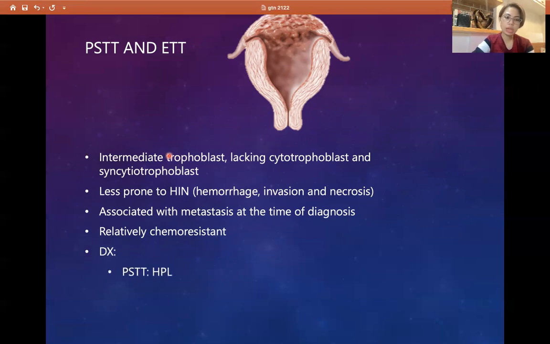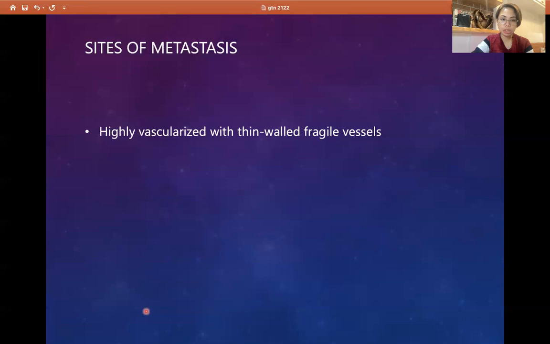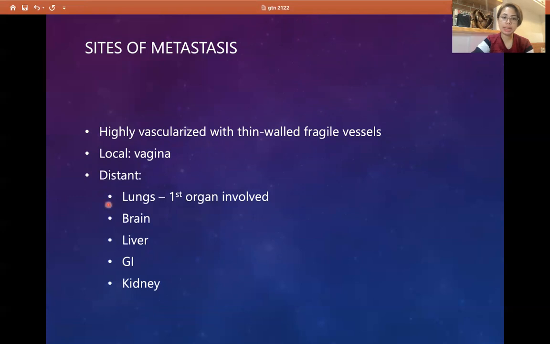So how do we diagnose? There are tests for us to give us the diagnosis of PSTT and ETT. And what is specific here is that it's not HCG, unlike the other GTNs. Okay. Sites of metastasis of gestational trophoblastic neoplasia: since these are highly vascularized and have thin-walled fragile vessels, again, the hematogenous route, it can be local in the vagina and can be distant in the lungs. It's the first organ involved, and then all the other organs.